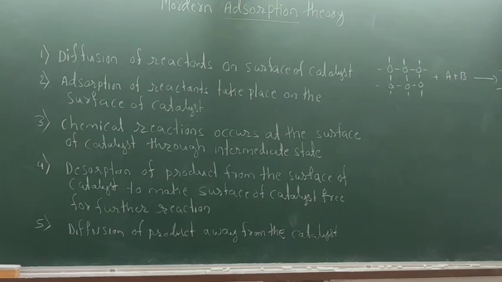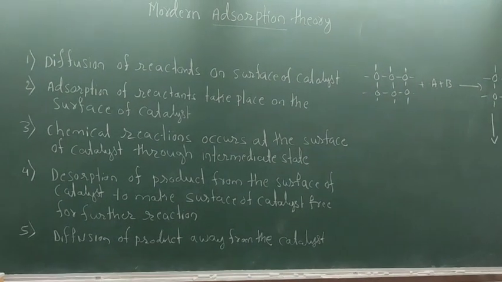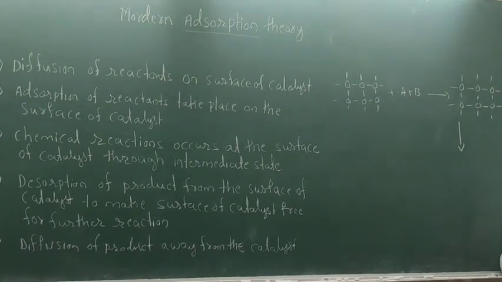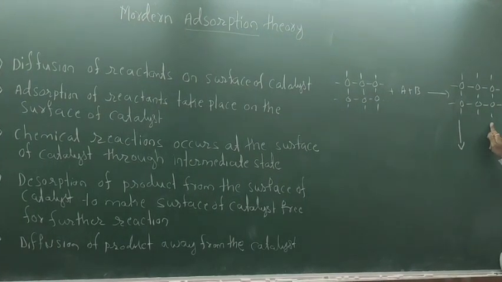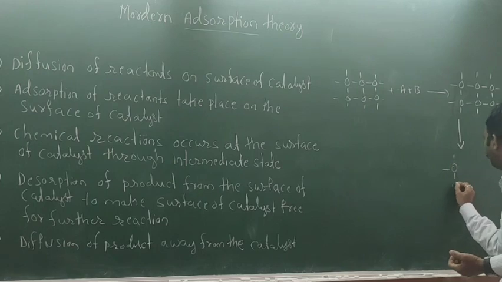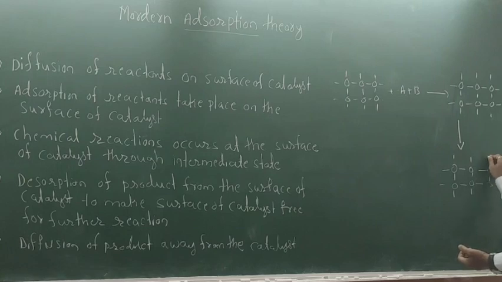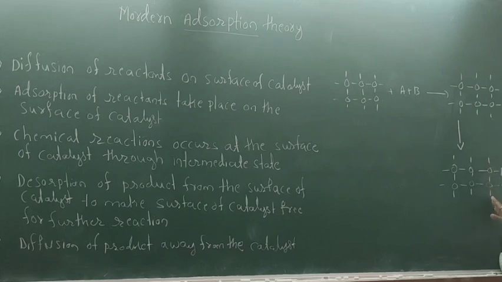Second one, adsorption takes place on the surface of catalyst. So here adsorption of reactant on the surface of catalyst. Next, third one, chemical reaction takes place on the surface of catalyst through formation of intermediate.